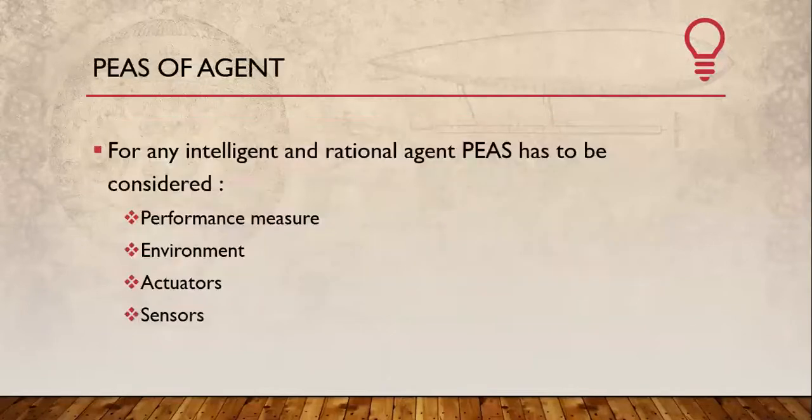let's go ahead. So the next thing is the PEAS of agent. Now when we want to say PEAS, what exactly is it? PEAS is nothing but four criteria about an agent, that is performance measure, environment, actuators, and sensors. Again, students, these words we have already seen before: performance measure, environment, actuators, and sensors.